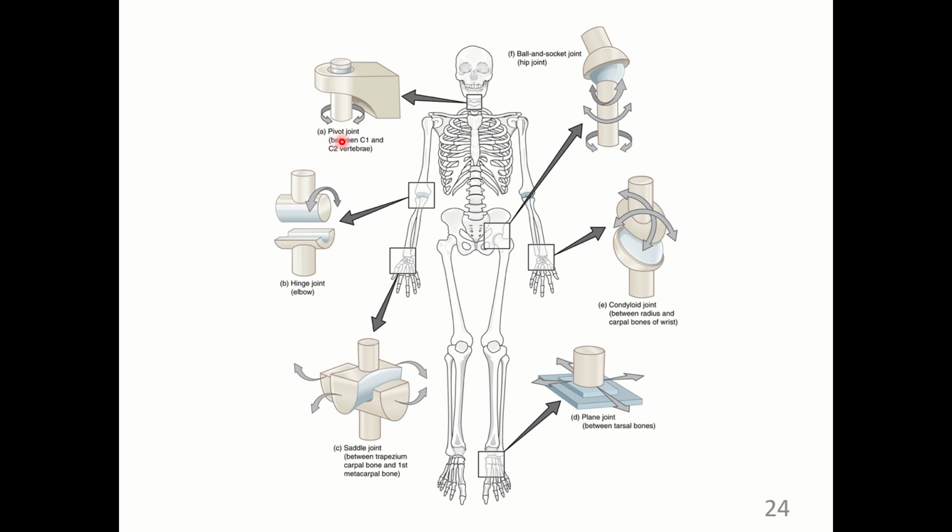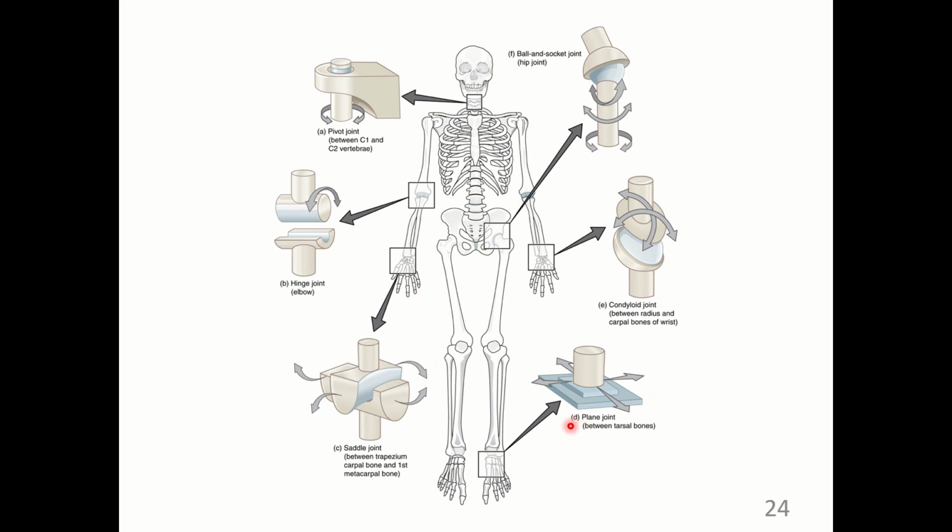Figure A illustrates the pivot joint between the atlas and axis. Figure B illustrates the hinge joint between the humerus and the ulna, it's your elbow. Figure C illustrates the saddle joint between the pollex and the first carpal bone, the trapezium. And this is when you can touch your finger to your pinky.